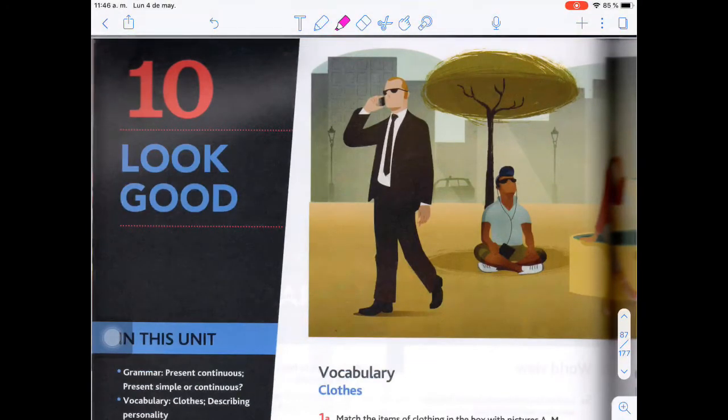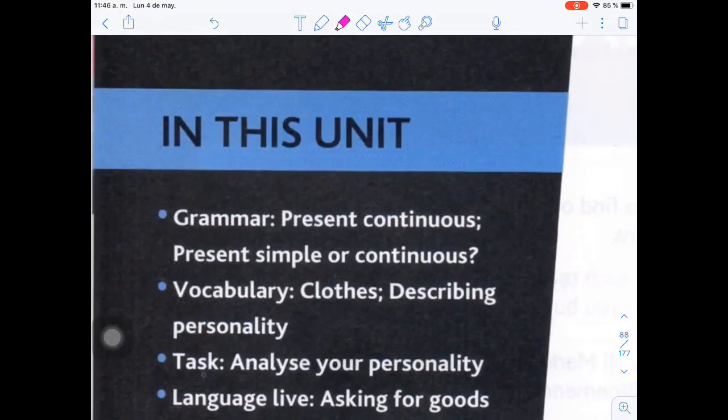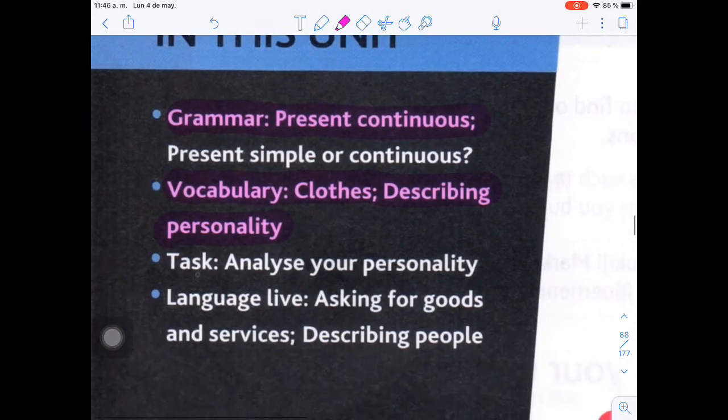Module 10, we are going to check these things. Grammar. In grammar, we are going to check the present continuous in the affirmative, negative, and interrogative form. Vocabulary, we are going to check clothes and words to describe a personality. We have some tasks to do, including the listening activities that are told to be done in the guidelines you will find on Moodle.